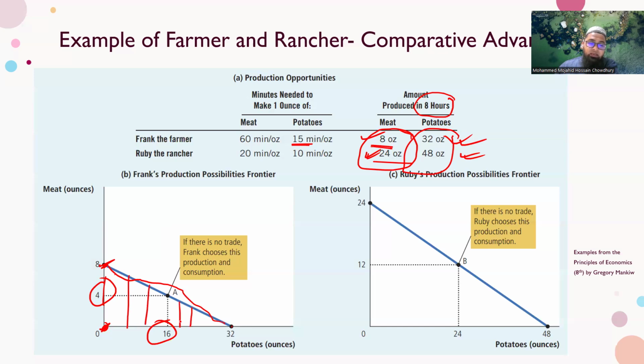He can come up with any point on this line, any amount. This is also the case for Ruby. If she produces zero potatoes, she comes up with 24 ounces of meat. If she produces zero meat, she comes up with 48 ounces of potatoes. And she can divide her time 50% and 50%, and come up with 12 ounces of meat and 24 ounces of potatoes.